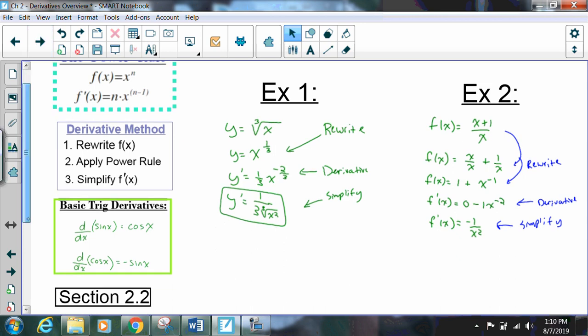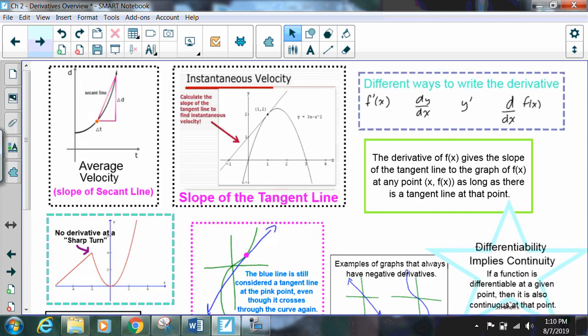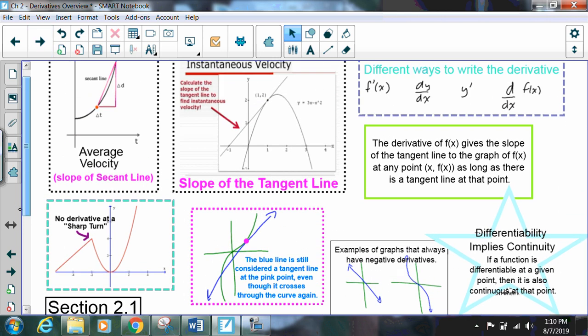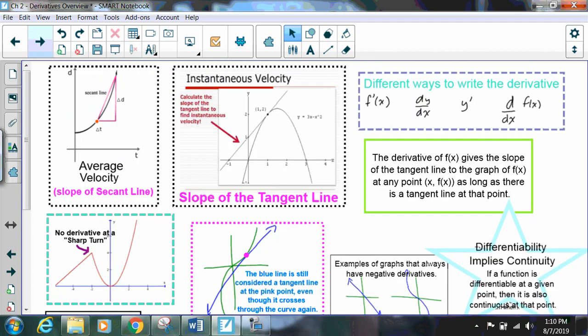So we are still on section 2.2, basic trig derivatives. You need to know that, and we'll add on to those in a second. So then we move on to some really important things. We are still looking at section 2.1. Was this 2.2? Okay, so this is probably also 2.2. So here we go.